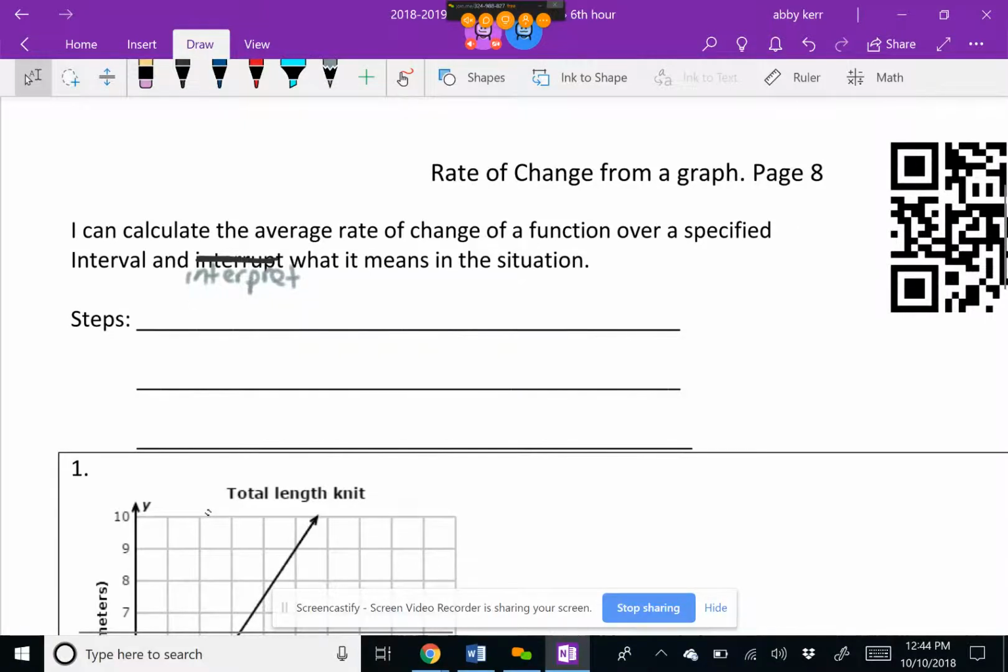Okay, for these notes, it's very similar to page 7. However, for page 8, we're going to actually explain situations. So it says, I can calculate the average rate of change, which, remember, rate of change for right now, we're talking about slope of a function over a specified interval, and interpret what it means in a situation.